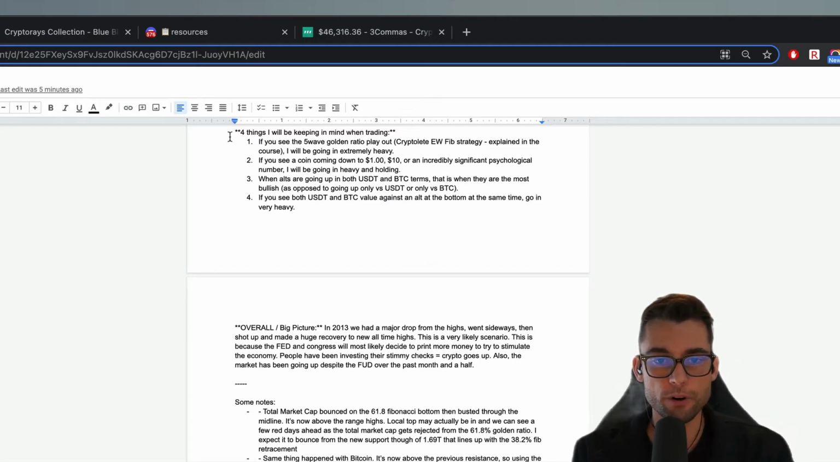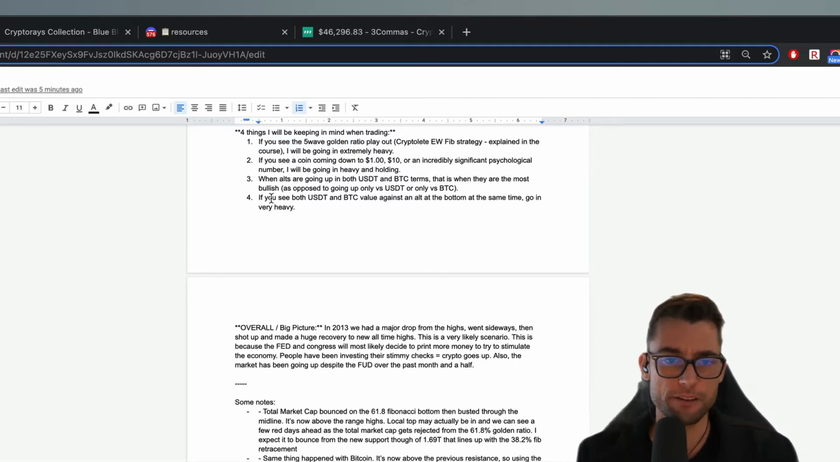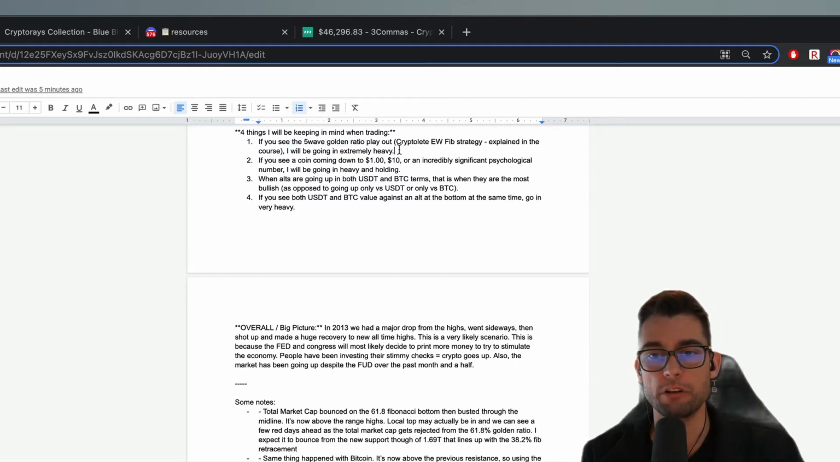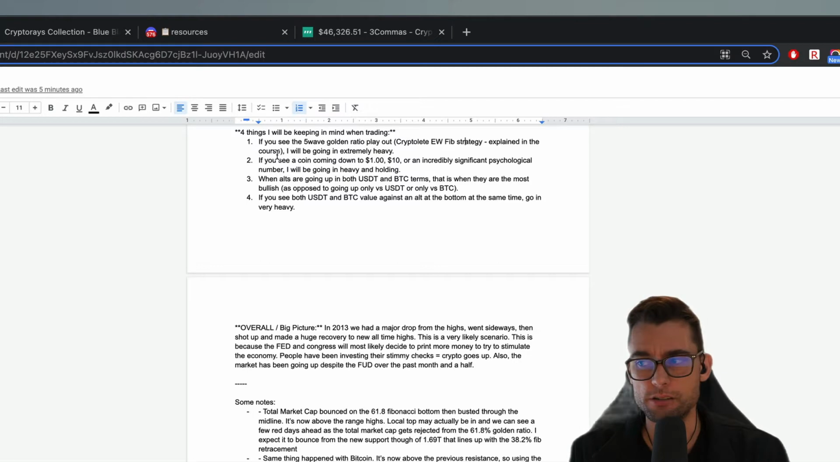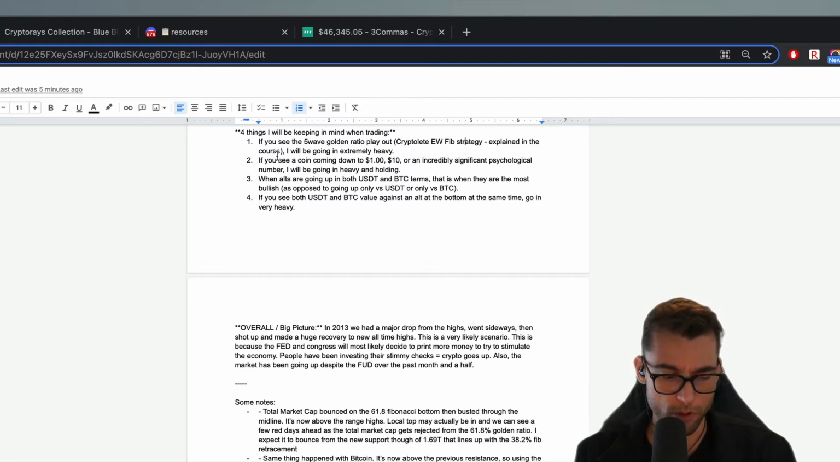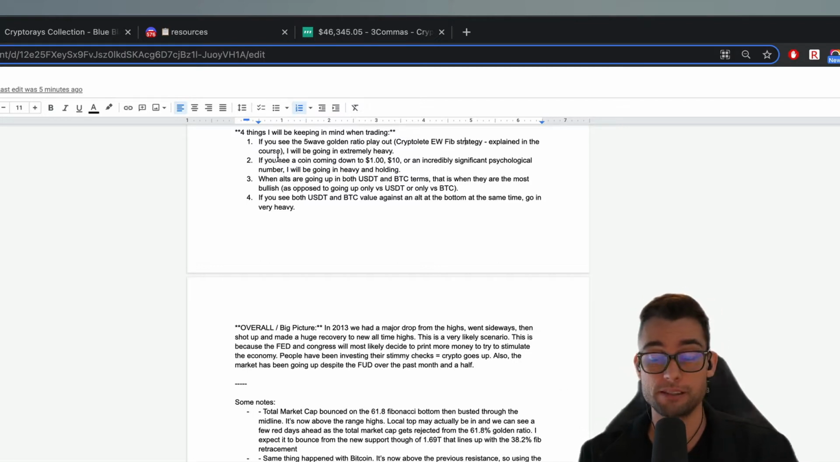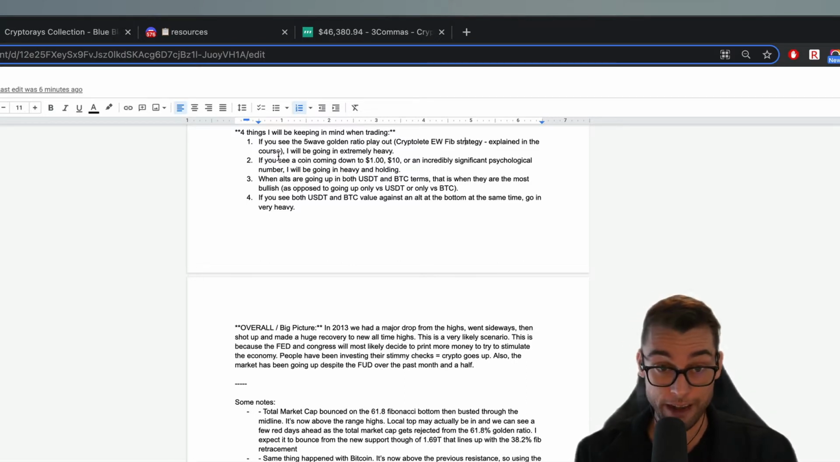I also have four things that I keep in mind when trading. I have this very special 5-wave golden ratio CryptoElite Elliott Wave Fib strategy. This is explained in the course. It's also explained in one of my free videos, and I'm going to be putting out more about this. And this is probably the most highly probable trade that I know of.